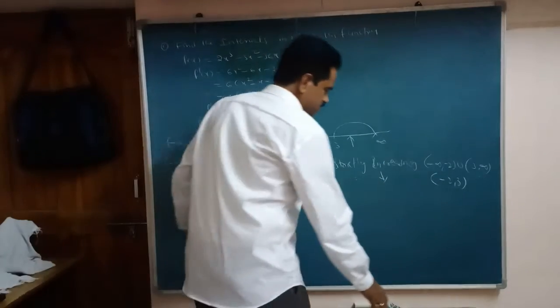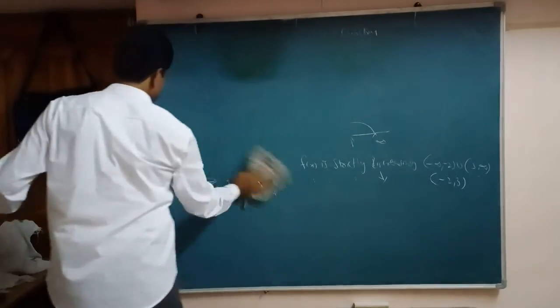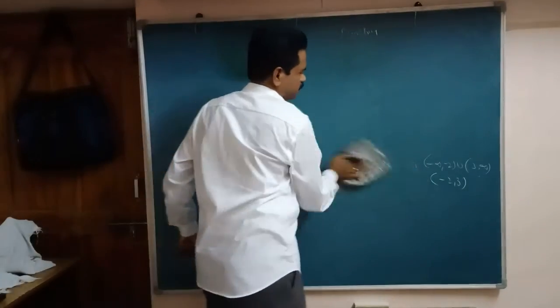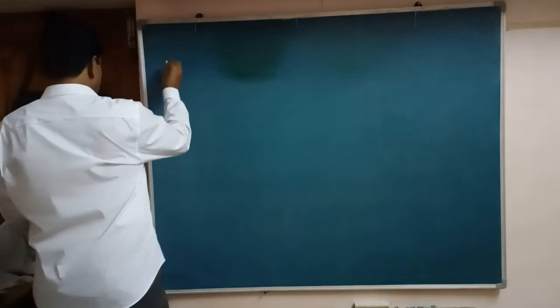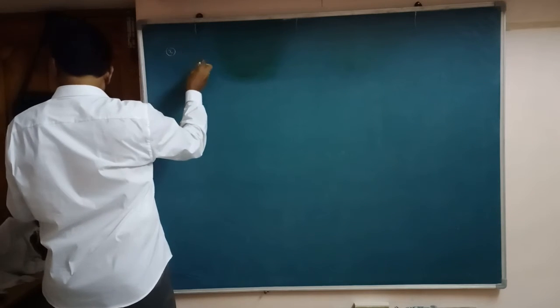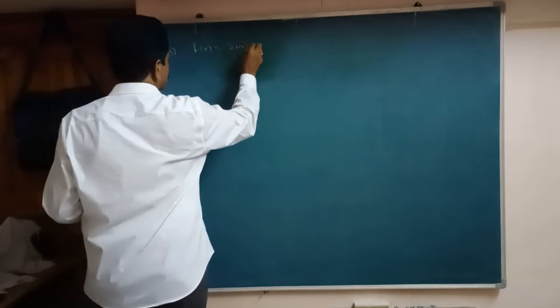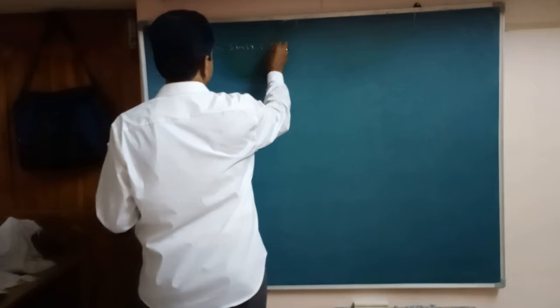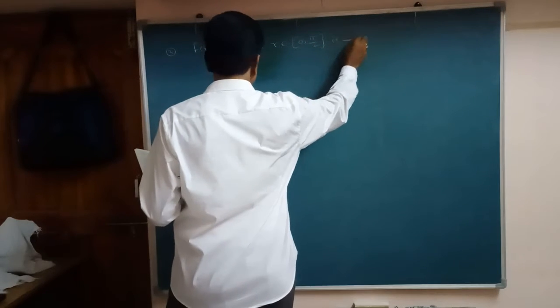One more problem we discuss. Third one. f of x equal to sin 3x. An interval given, x belongs to 0 comma pi by 2. Same problem, same procedure.